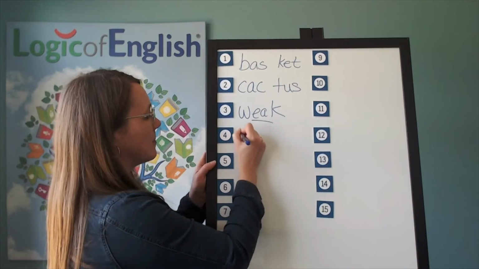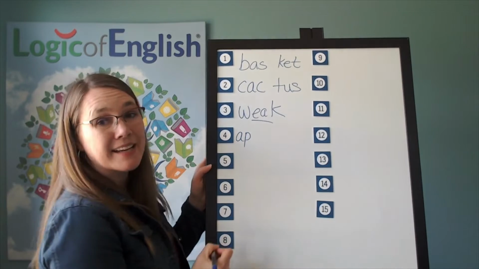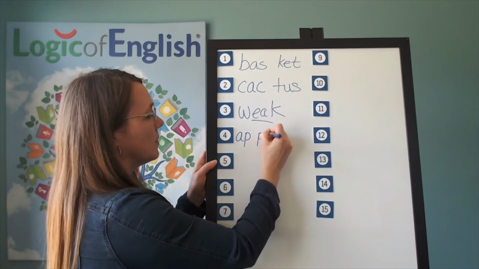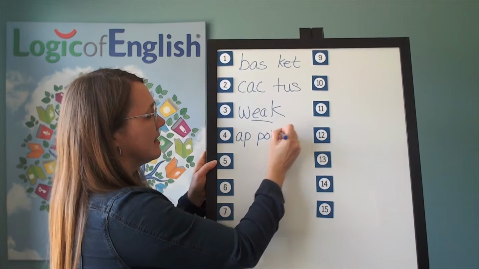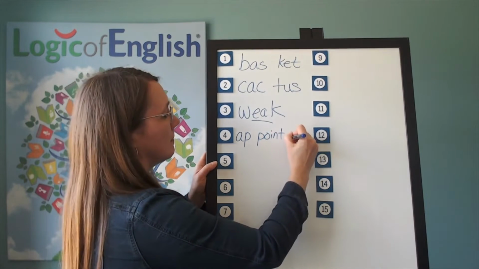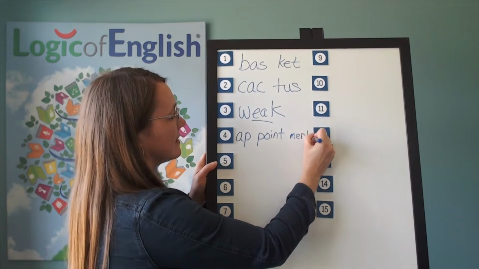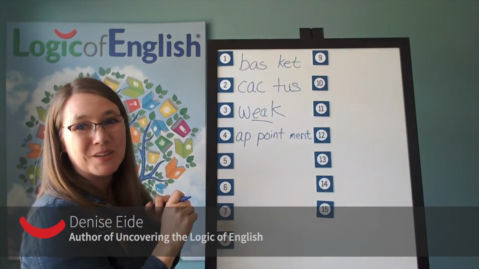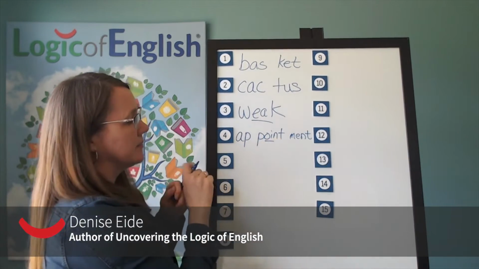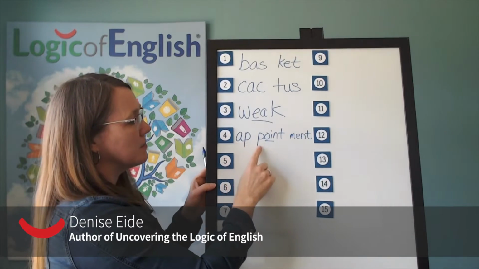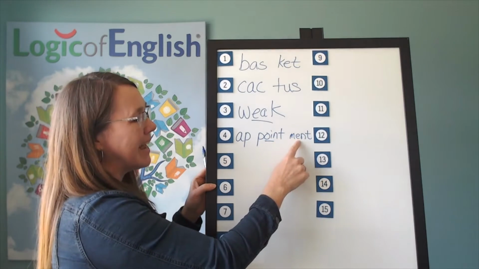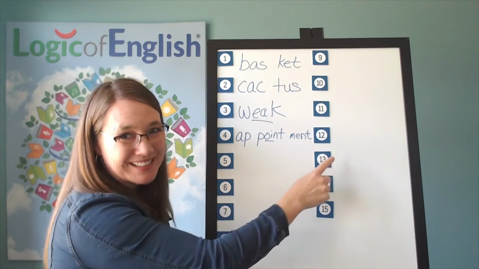The first syllable is app. App. The second syllable is point. Oi, nt. The third syllable is meant. Nt. All right, and how will we mark it? We'll underline the oi. Let's sound it out. App, oi, nt. Nt. Appointment.